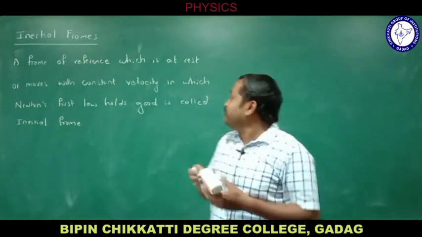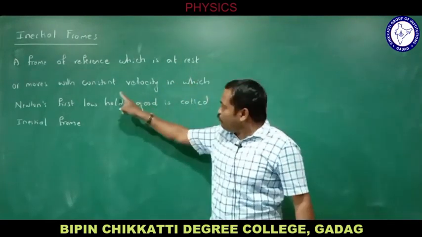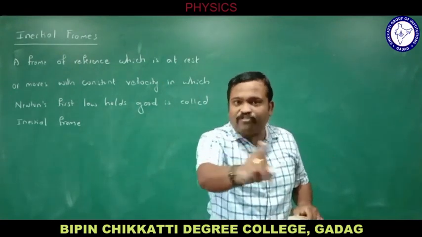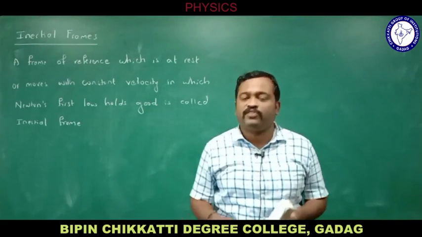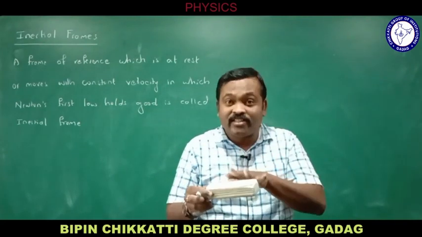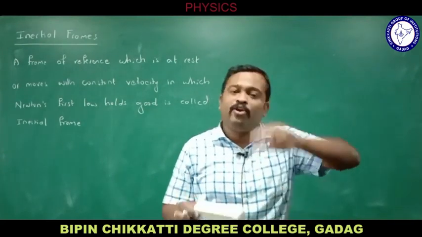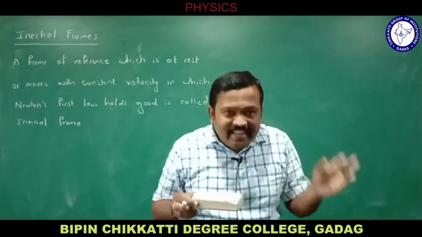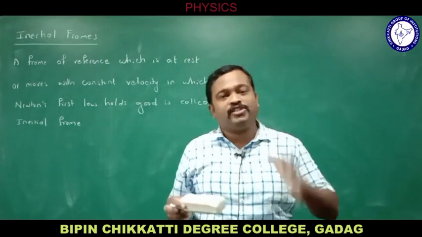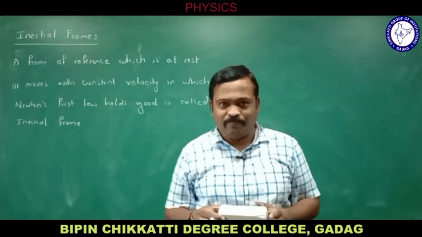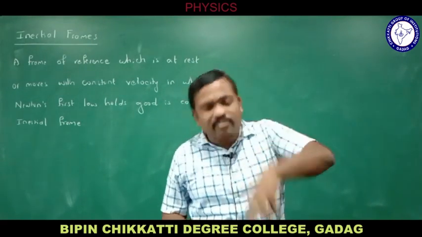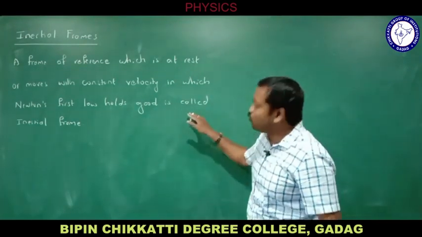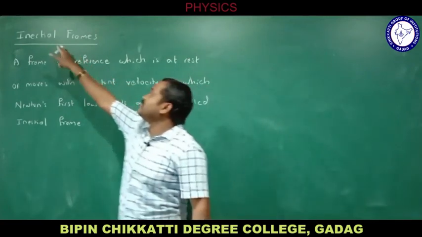So if the frame is at rest or moves with constant velocity and in which Newton's first law of motion holds good. What is Newton's first law of motion? A body at rest will remain at rest, or a body in constant motion will remain in constant motion until and unless an external force acts upon it. That is Newton's first law, right? If Newton's first law holds good in a frame, then that frame is called an inertial frame.